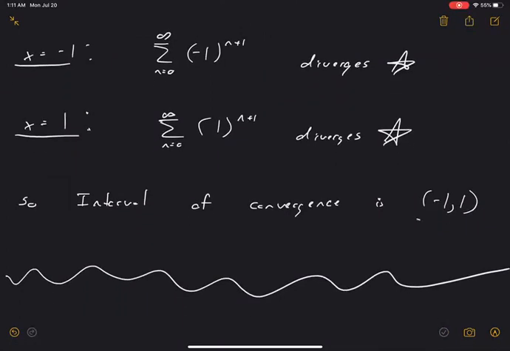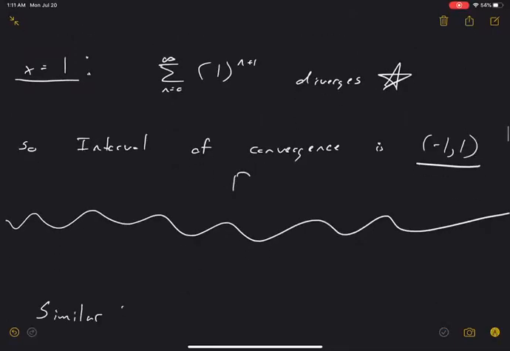So I see that my interval of convergence is just -1 to 1 with parentheses, which is the exact same as my original power series' interval, but that won't always be the case. And if I wanted to, I could find the radius of convergence. That's 1.